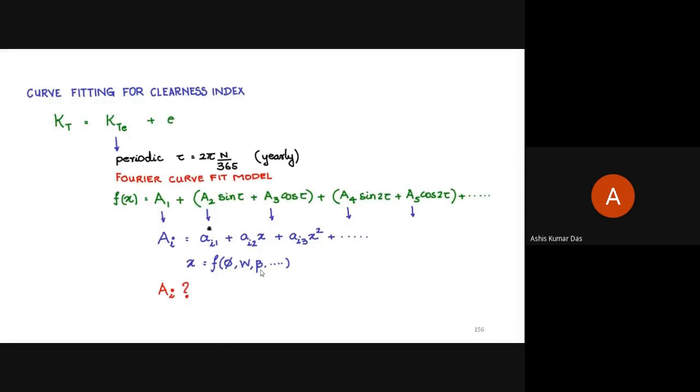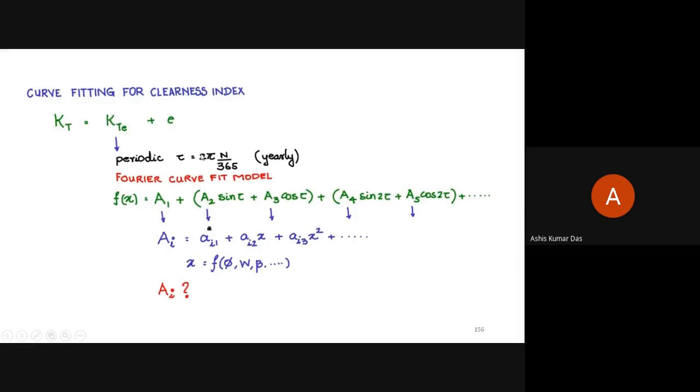So now our job is to find out these a_i. How do we find them? These coefficient values are each a function of x in polynomial form, and these x are functions of latitude, water vapor, beta, tilt angle, and so forth. So this is a model that can be used to curve fit and get an estimate equation for the clearness index, KT estimate. If we get all these values, we can finally reach this KT estimate.